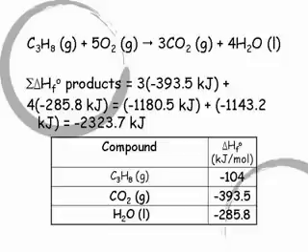When we do that, we get negative 1180.5 kilojoules for the carbon dioxide, plus negative 1143.2 kilojoules for the enthalpy of formation for 4 moles of water. And our final value, the sum of the enthalpy of formation of the products, is negative 2,323.7 kilojoules.